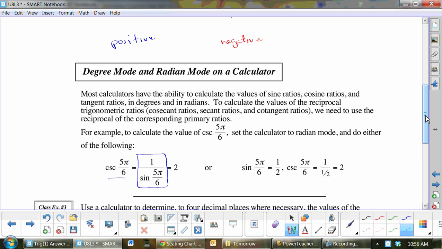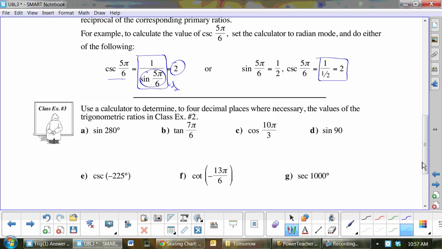So what's the y value of 5 pi over 6? 1/2. So sine 5 pi over 6 equals 1/2. So 1 divided by 1/2 equals 2. That's how you do that. Basically, you just take the reciprocal of it. If sine 5 pi over 6 is 1/2, cosecant will be 2 over 1. If it was root 3 over 2, the reciprocal would be 2 over root 3.